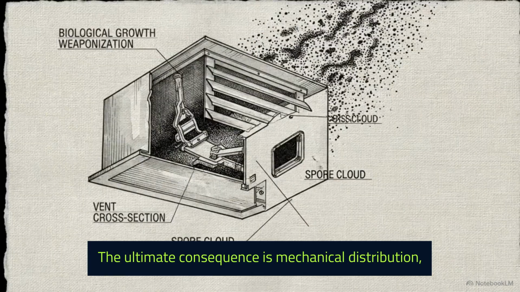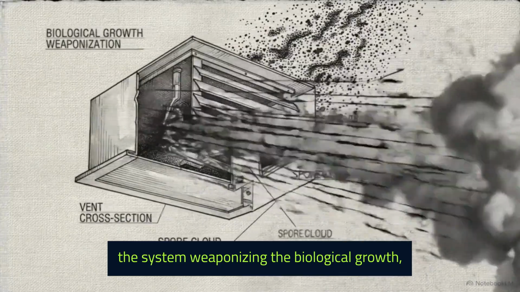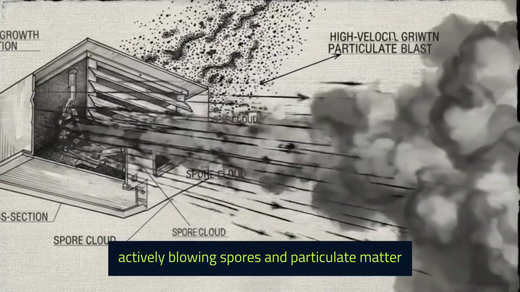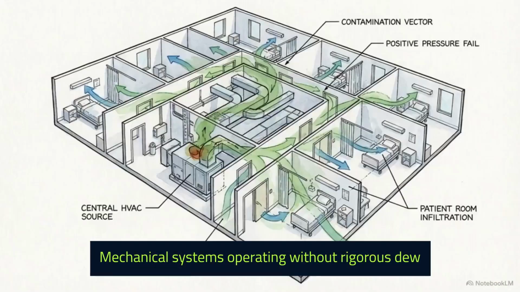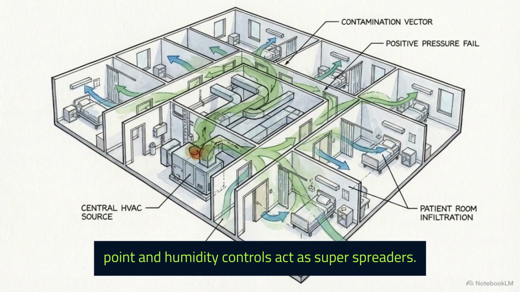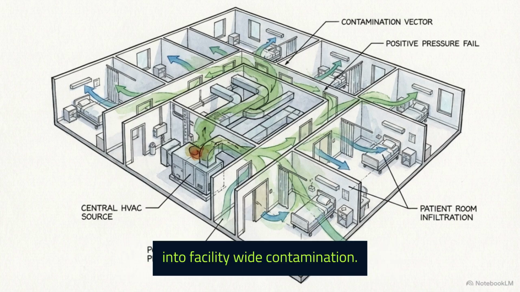The ultimate consequence is mechanical distribution. The system weaponizes the biological growth, actively blowing spores and particulate matter into sterile, occupied zones. Mechanical systems operating without rigorous dew point and humidity controls act as superspreaders. They turn highly localized moisture events into facility-wide contamination.